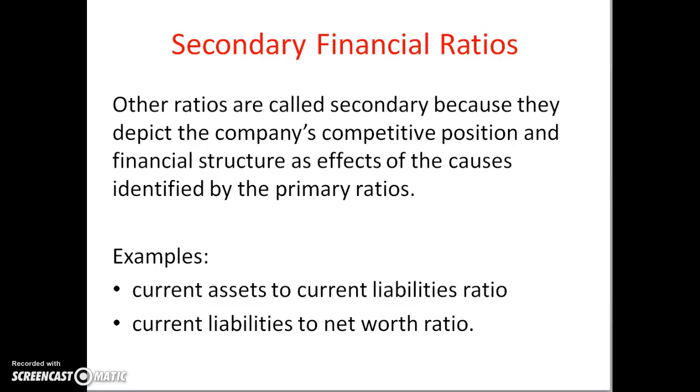The secondary financial ratios would consist of other ratios that depict the company's competitive position and financial structure as effects of the causes identified by the primary ratios. Some examples would include current assets to current liabilities ratios and current liabilities to net worth ratios.